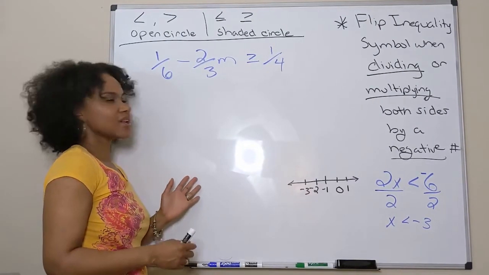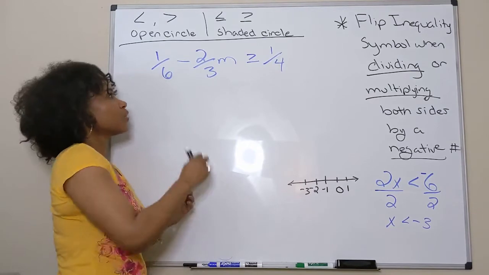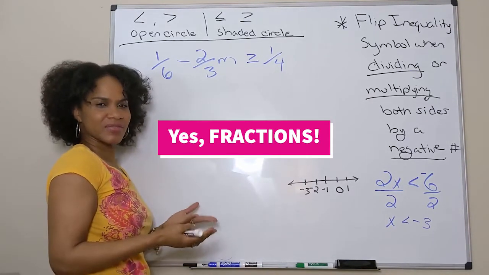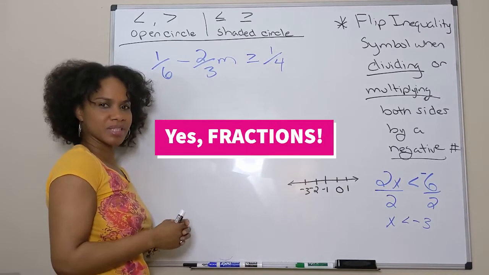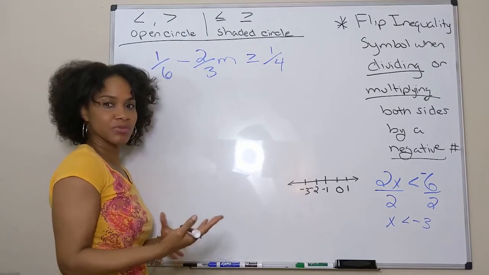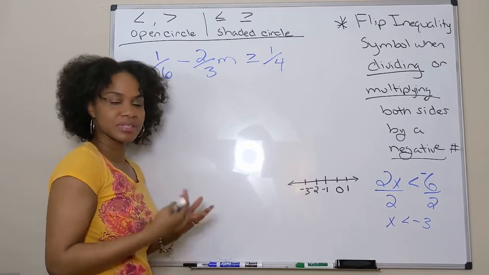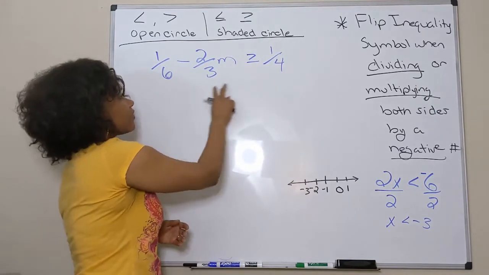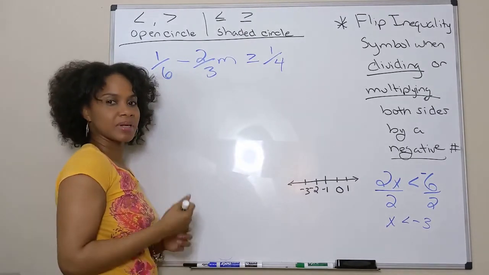All right, so for our last example here, we're going to solve this multi-step inequality with fractions. If you're not quite familiar with how to do that, please see my video, Multi-Step Equations with Fractions, because I'm going to use the same process. And that process is multiplying everything by the least common denominator.